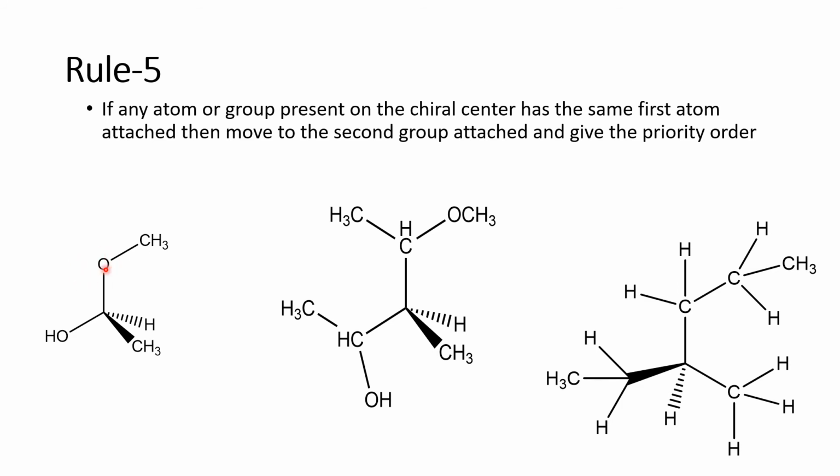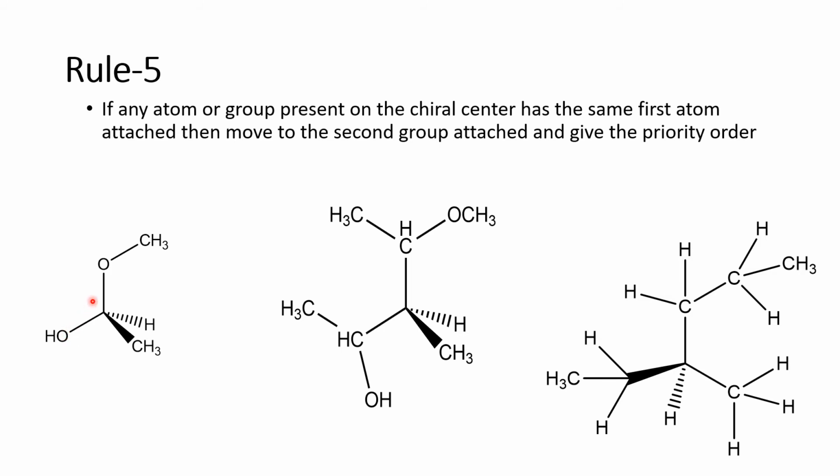Okay, so we have to consider the next atom. That means here it is CH3, here it is hydrogen. So which is most senior? Which has the highest atomic number? The carbon has a higher atomic number than the hydrogen. Therefore, we consider this as the first one, and we consider this as the second one.